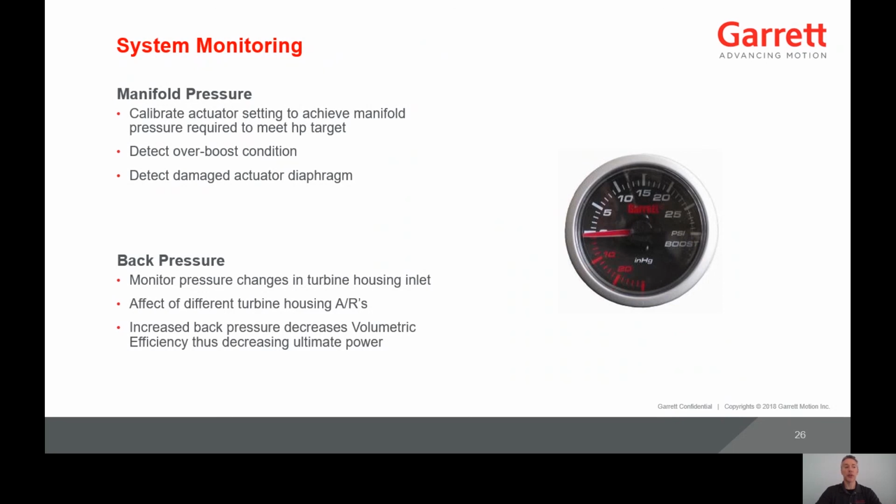Monitoring intake manifold pressure is critical to calibrating the actuator setting to achieve the desired boost pressure in order to meet the target horsepower. It can also help detect an overboost condition or damaged actuator diaphragm, which can also lead to overboost. Monitoring back pressure allows you to see the effect of the different turbine housing A/Rs. As the back pressure increases, your volumetric efficiency decreases, thus decreasing the ultimate power. It is helpful when fine-tuning boost pressure versus ultimate power.